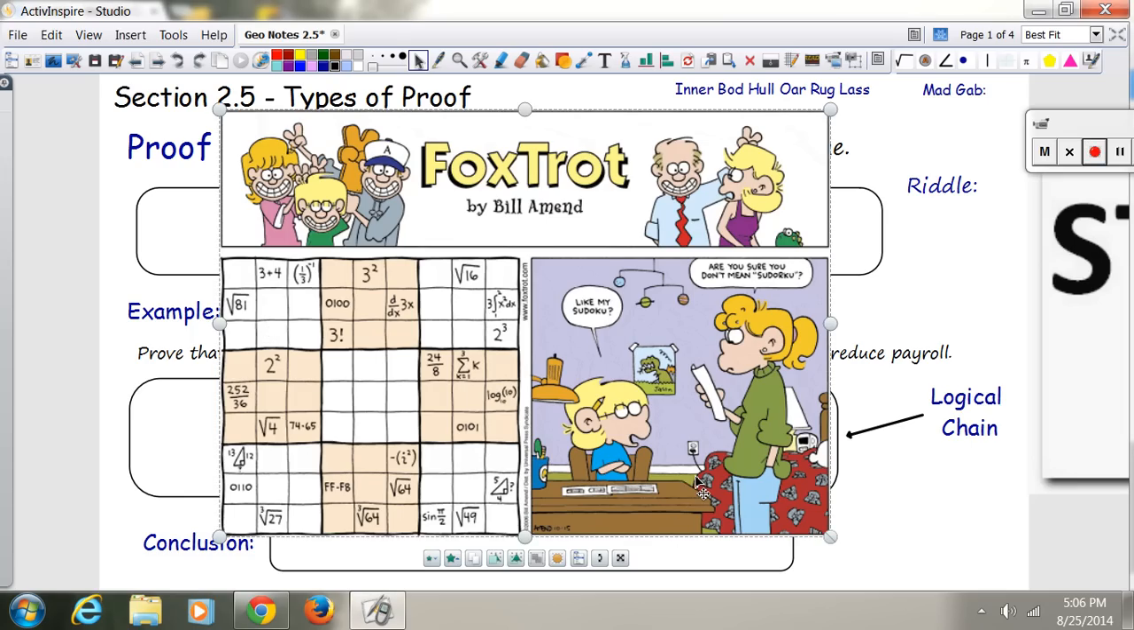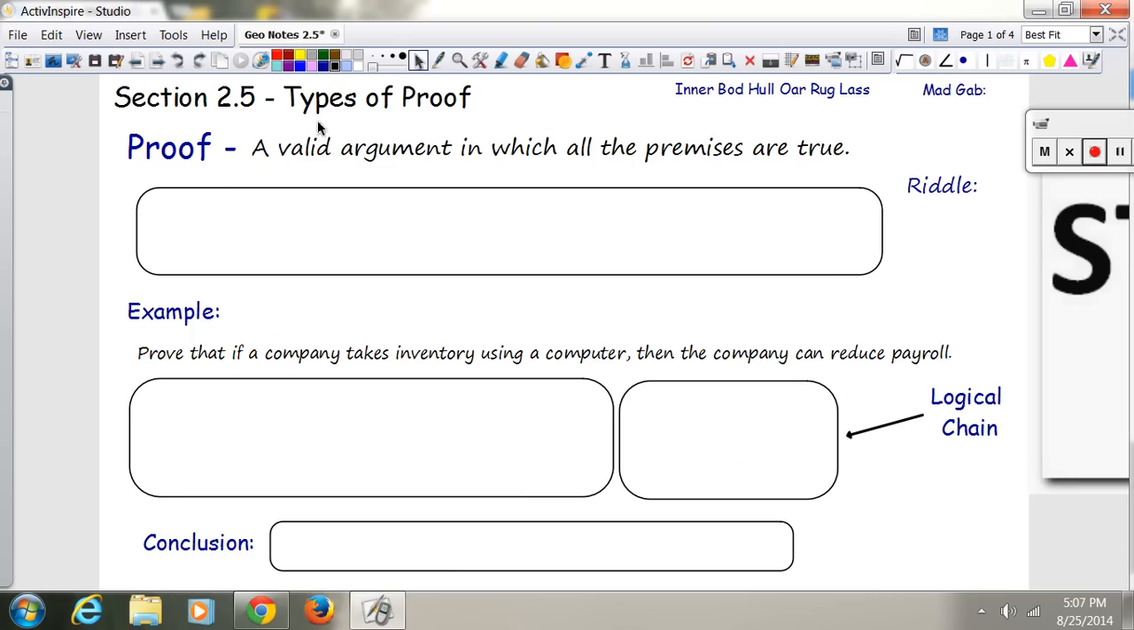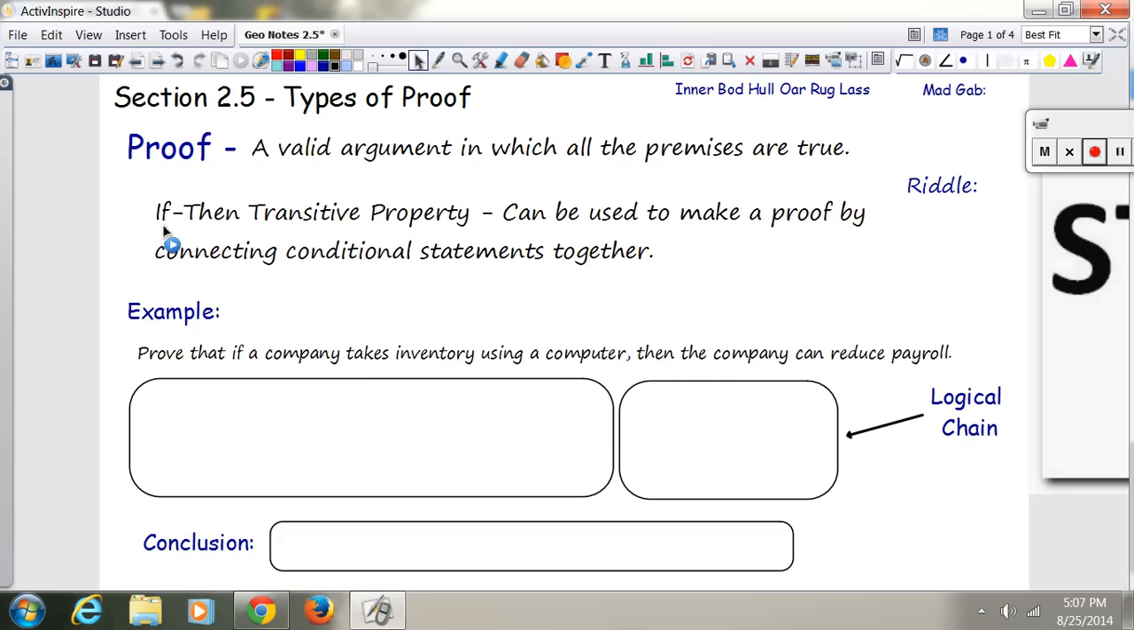All right, moving on. Proof, a valid argument in which all the premises are true. Okay, the if-then transitive property can be used to make a proof by connecting conditional statements together. Now, we haven't really talked too much about the if-then transitive property. You should know by now what an if-then statement is, a conditional statement. And a transitive property can kind of just hook them all together.